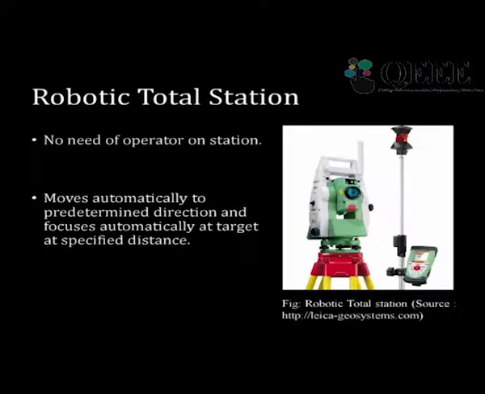One minute, someone asked me to please show the robotic total station slide. So this is the robotic total station. It looks like a normal total station. The only difference is, if you see here, this is a radio antenna. This is your prism pole, and this is your reflector. Both instruments can be connected through radio signals.